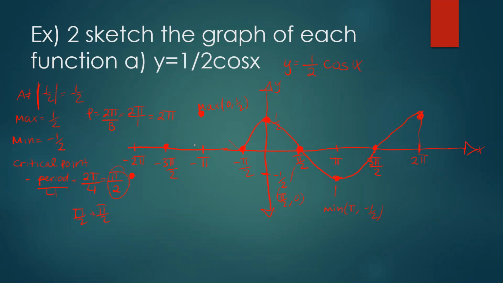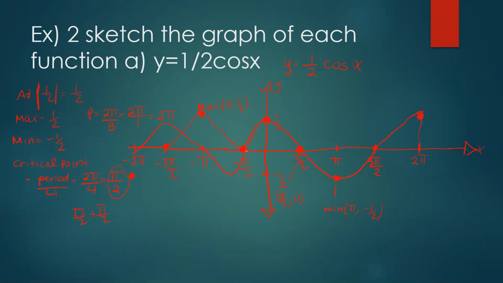Wait, negative pi. So this is negative pi over 2. Negative pi over 2 had a y value of 0, and then negative pi had a y value of negative 1/2. So it should look something like this. Wait a minute, no, there's something wrong with this. You should just follow the cycle. So it should go like this, and then like that, and then like that.